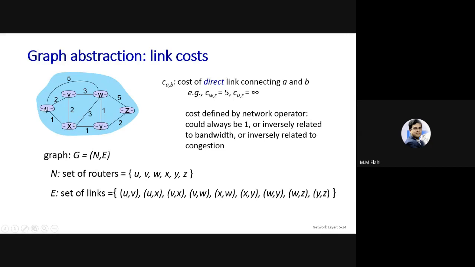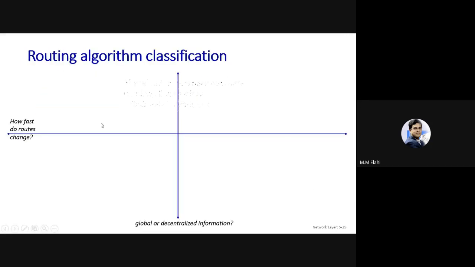Also, if you go from U to X to Y to W, the cost is further reduced. So this is 3. So you will follow U to X to Y to W. In this way, a routing algorithm finds the shortest path, and finally it creates the routing table. For any kind of routing algorithm, we can think about how fast routes change.